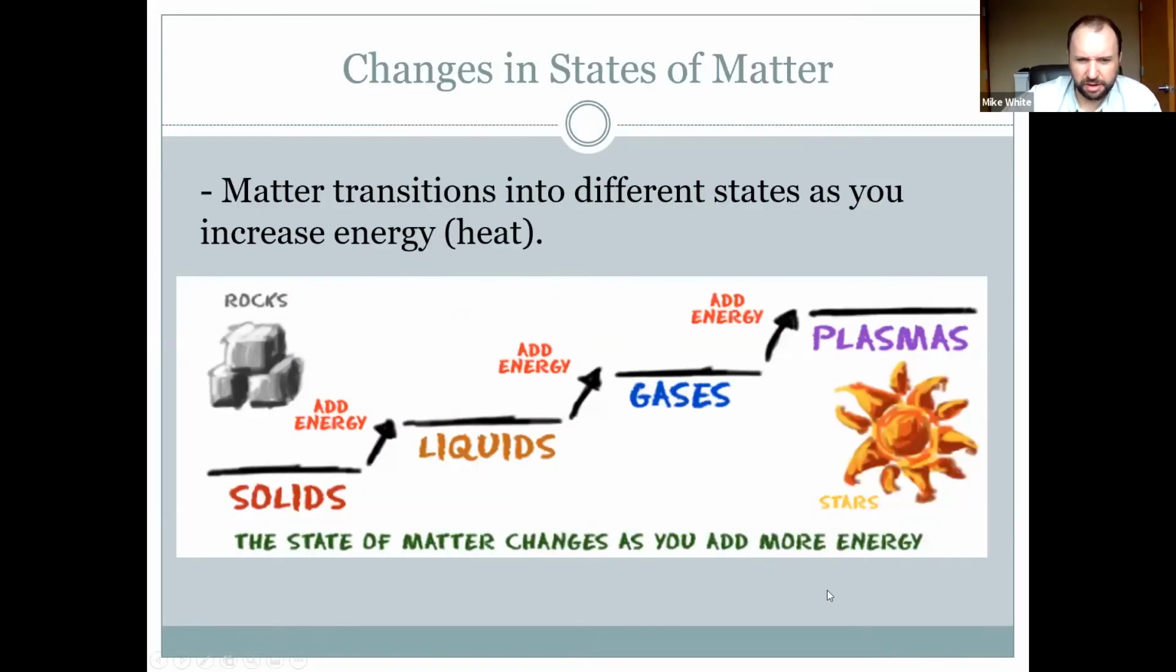This is another kind of way of looking at the same thing we've been talking about. So this just shows you that matter transitions into different states as you increase energy, right? So as we go from left to right, from solid to liquid to gas to plasma, energy is increasing, right?